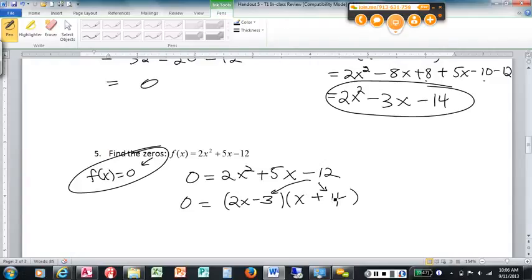The reason I say that is because that works. Minus 3 times positive 4 is minus 12, but it gets the middle term too because that's 8x and that's minus 3x, and those all together make 5x, don't they? And so that's our deciding factor there. Everybody okay with that? 2x minus 3, x plus 4.